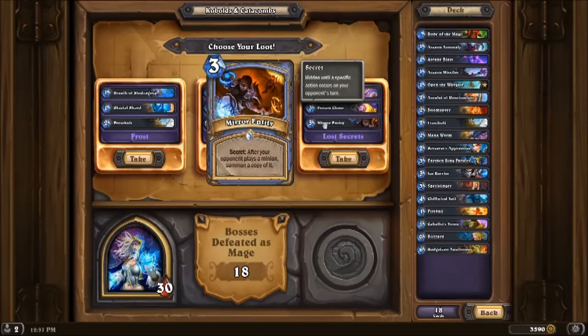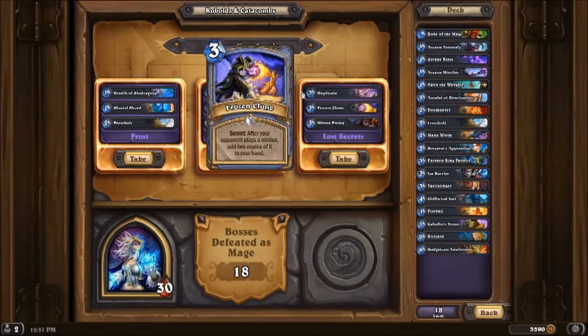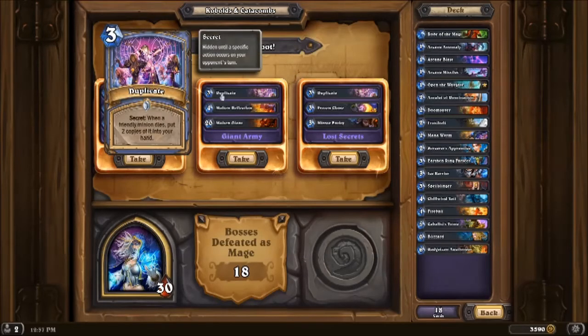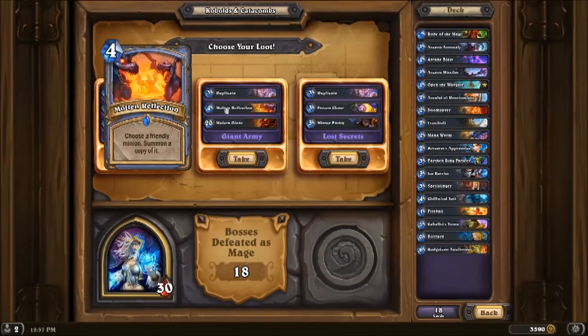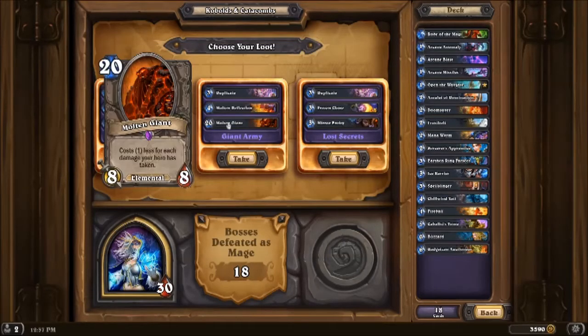Then there's Mirror Entity. After your opponent plays a minion, summon a copy. This will only give us a new spell if there's something with a Death Rattle that does that, or if maybe there's an Inspire, so when you use the hero power you get it. Duplicate, so same again what we said before. Molten Reflection, again similar to Mirror Entity, it's only useful if it's got a Death Rattle or an Inspire or something like that. Molten Giant, personally I avoid because I try to avoid losing health. However, it can be a useful one to go with.